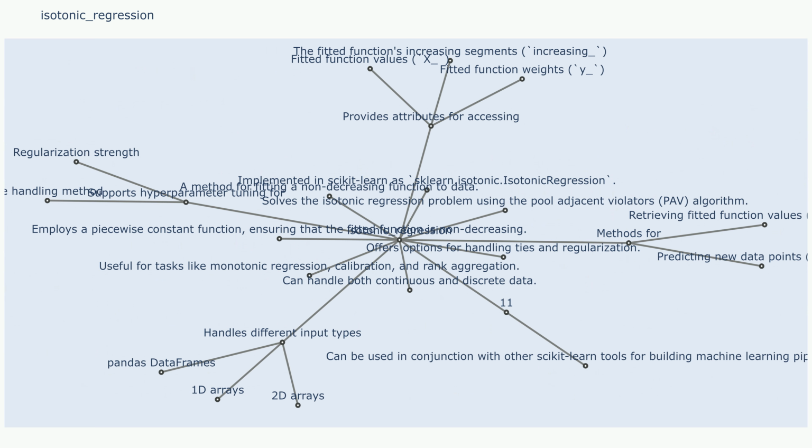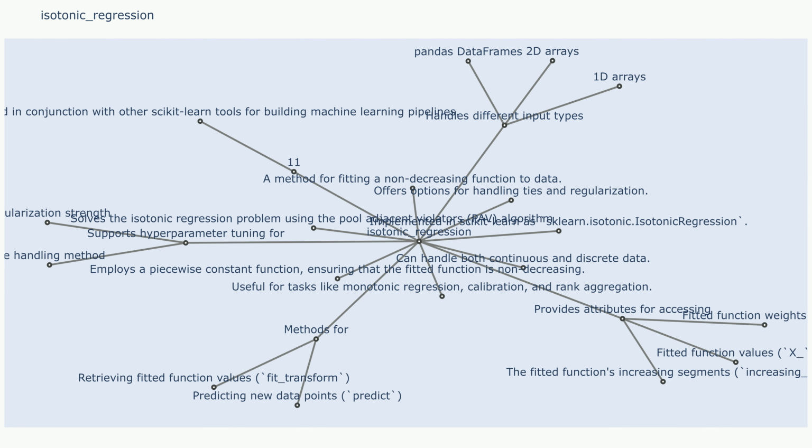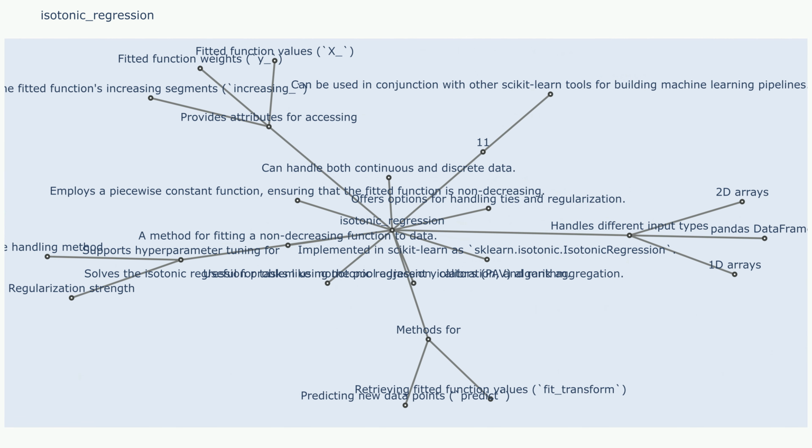interp_method: linear. Explanation of key values. X represents the input predictor variable. It should be a 1D array or a 2D array where each row corresponds to an observation. Y represents the target variable. It should be a 1D array of the same length as X. Increasing: a Boolean value specifying the desired monotonicity. If true, the fitted function will be non-decreasing. If false, it will be non-increasing.